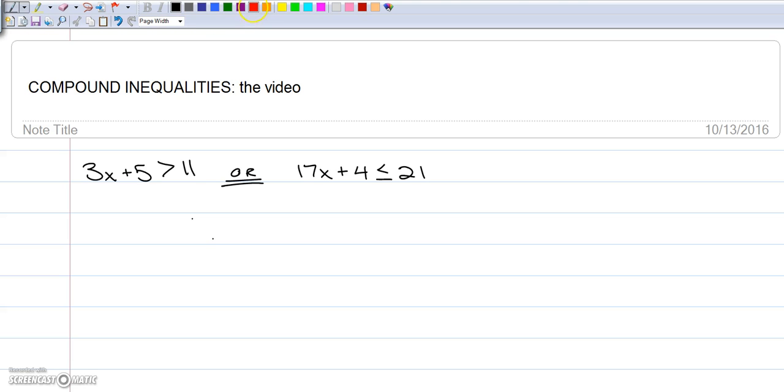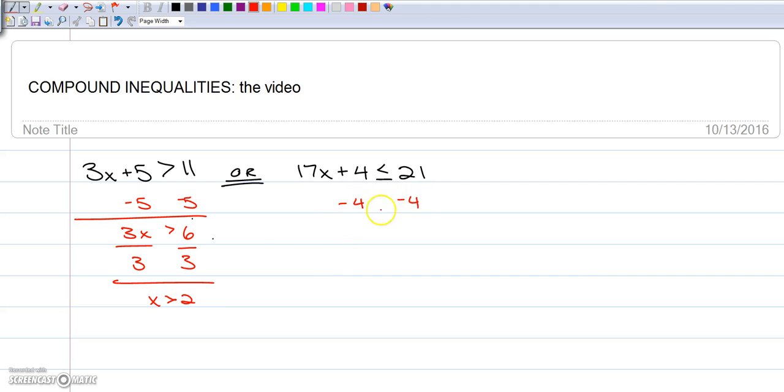So what I need you to do is solve first. This is a SADMEG process. It means you are using inverse operations in an effort to isolate the variable in the inequality. First one says that x is greater than 2. Solving the second problem, using again that SADMEG process, says that x is less than or equal to 1.